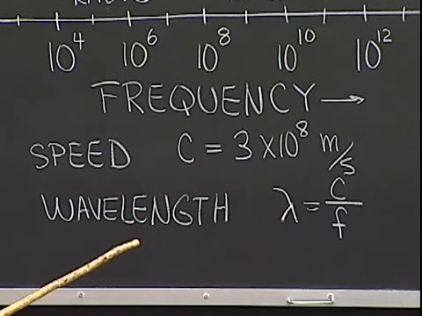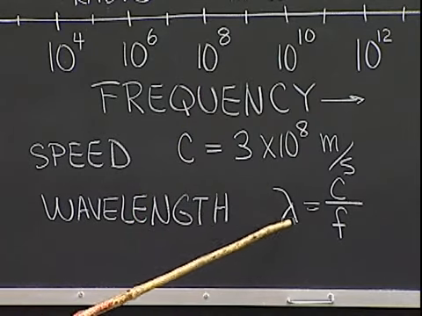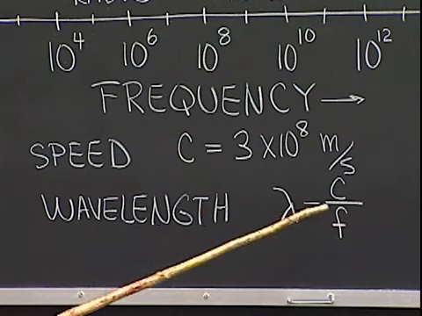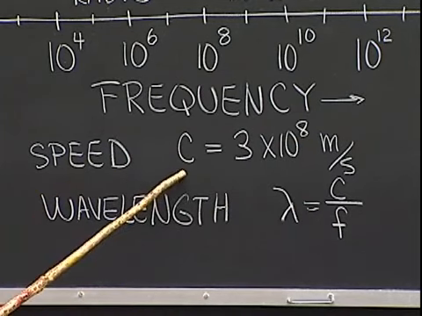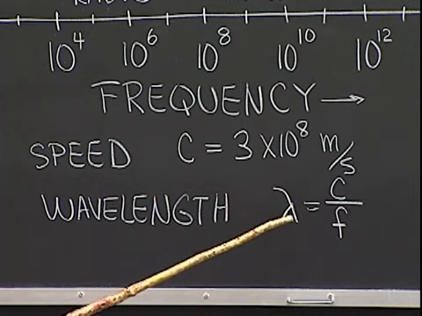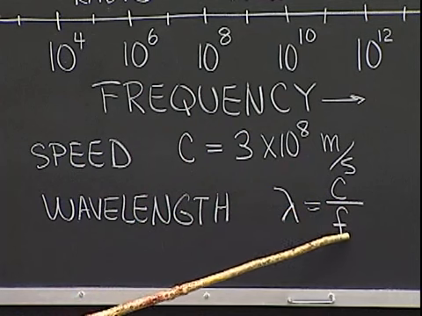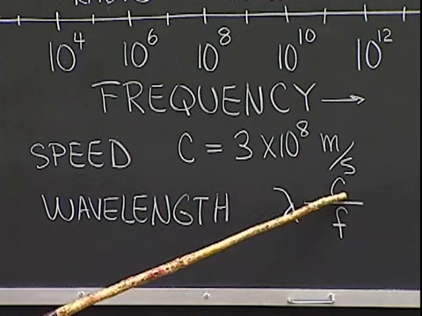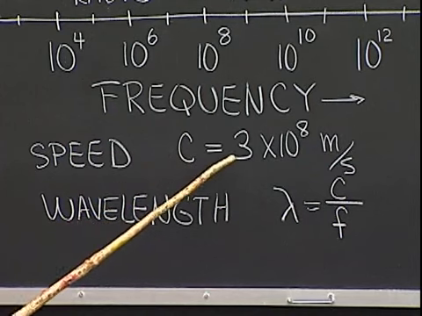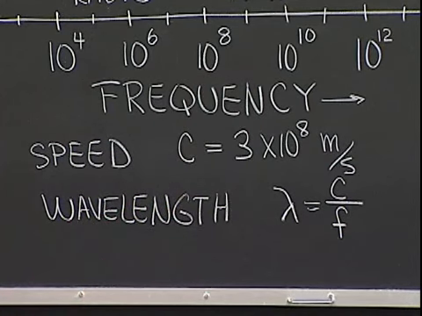Here we have a relationship between wavelength and speed and frequency, where c here is the speed of light. Speed of light is c, 3 times 10 to the 8th meters per second. And the wavelength is equal to the speed of light divided by the frequency. And of course, that's the speed of light in empty space when we're talking about the speed of light being 3 times 10 to the 8th meters per second.